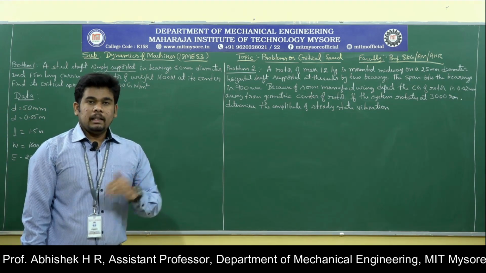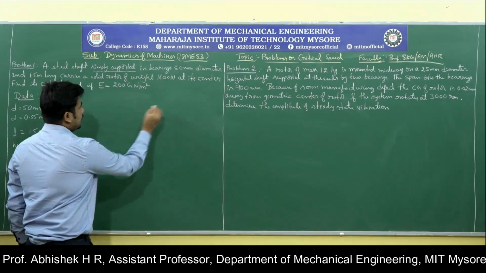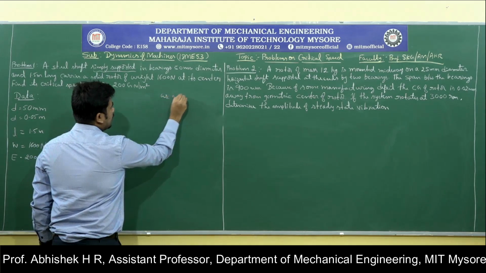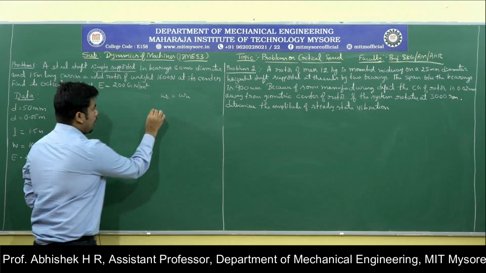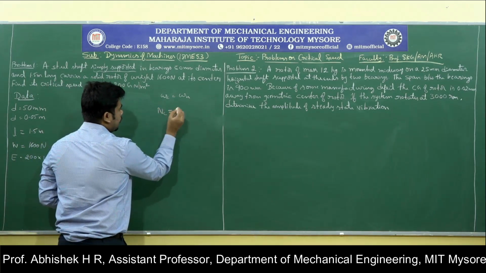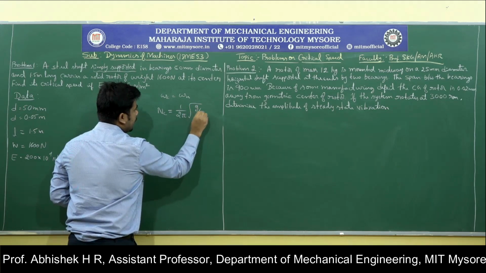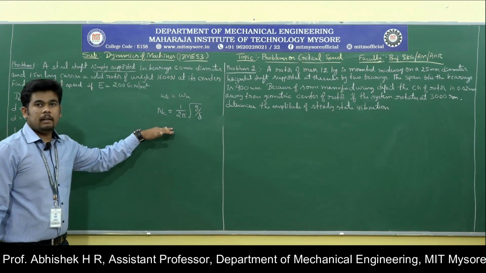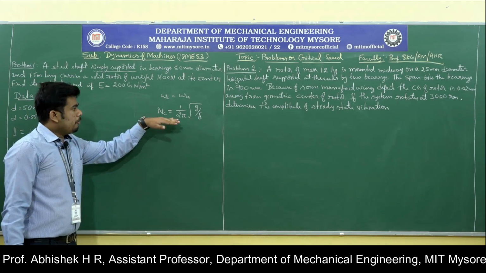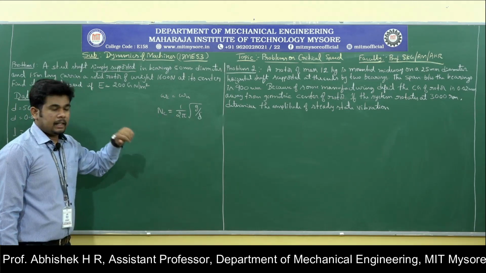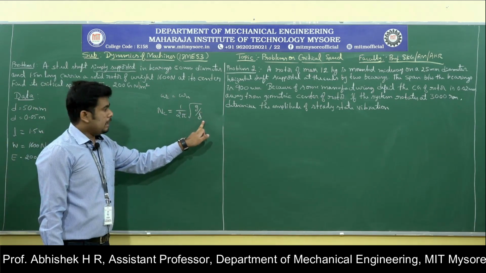While deriving the condition of the critical speed, we have seen one condition, that is omega c is equal to omega n. From this condition we have a formula, Nc is equal to 1 by 2 pi into square root of g by delta. This is a standard formula to find the critical speed. Now from this we can find out the critical speed: 1 by 2 pi into square root of g by delta.